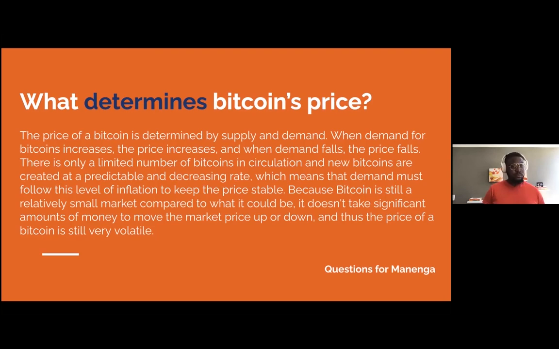The second thing is the number and the value of the trades. Because Bitcoin is a relatively small market compared to what it could be, it doesn't take significant amounts of money to move the price up and down. And over the years, it's become harder and harder, and it needs more money for you to do this. As more Bitcoin is mined and more people trade, the Bitcoin price starts to stabilize. In fact, right now, 2020 is one of the years that they're claiming is doing better than the previous years.